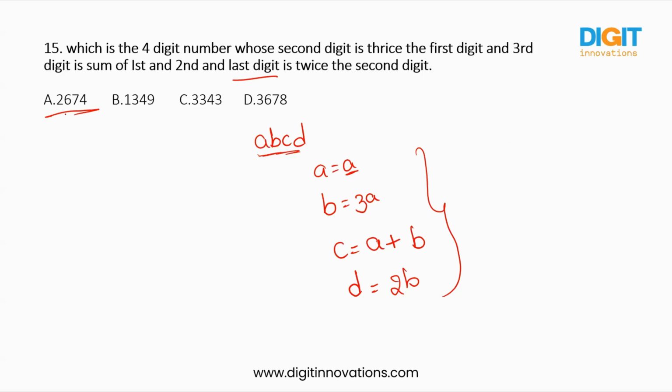So when it comes to A, I'm taking the A value as 2. Then the B value should be thrice the A value. That means 3 twos, so the B value should be 6. The second condition is also satisfied. And the C value should be A, which is 2, plus the B value, which is 6, so it should be 8.